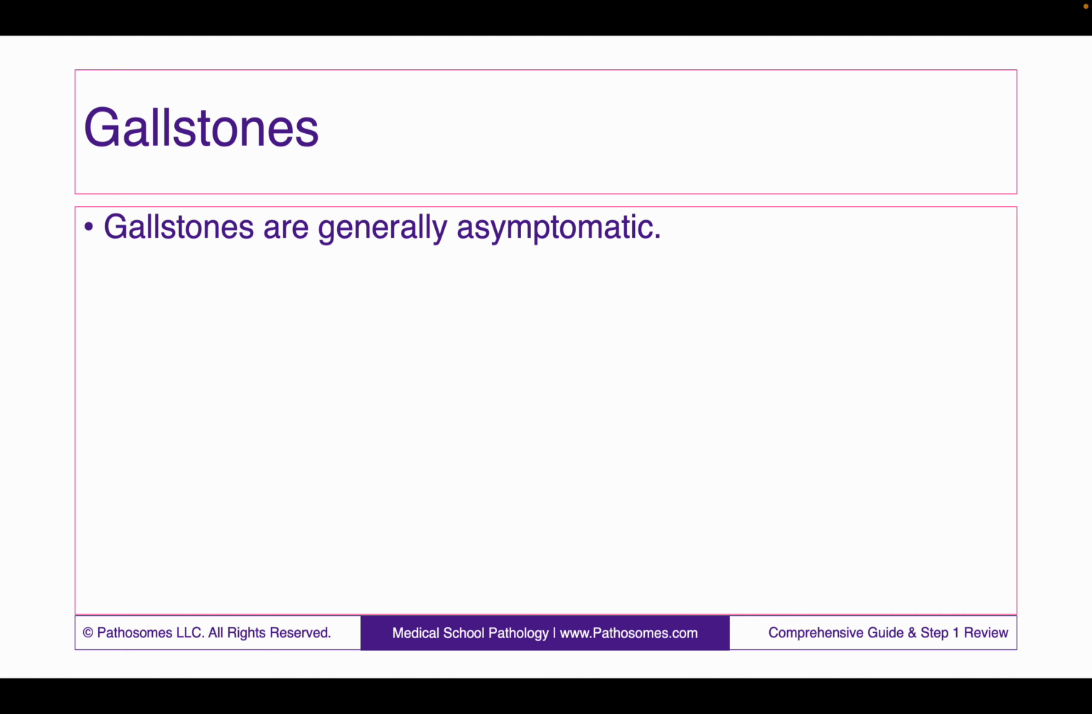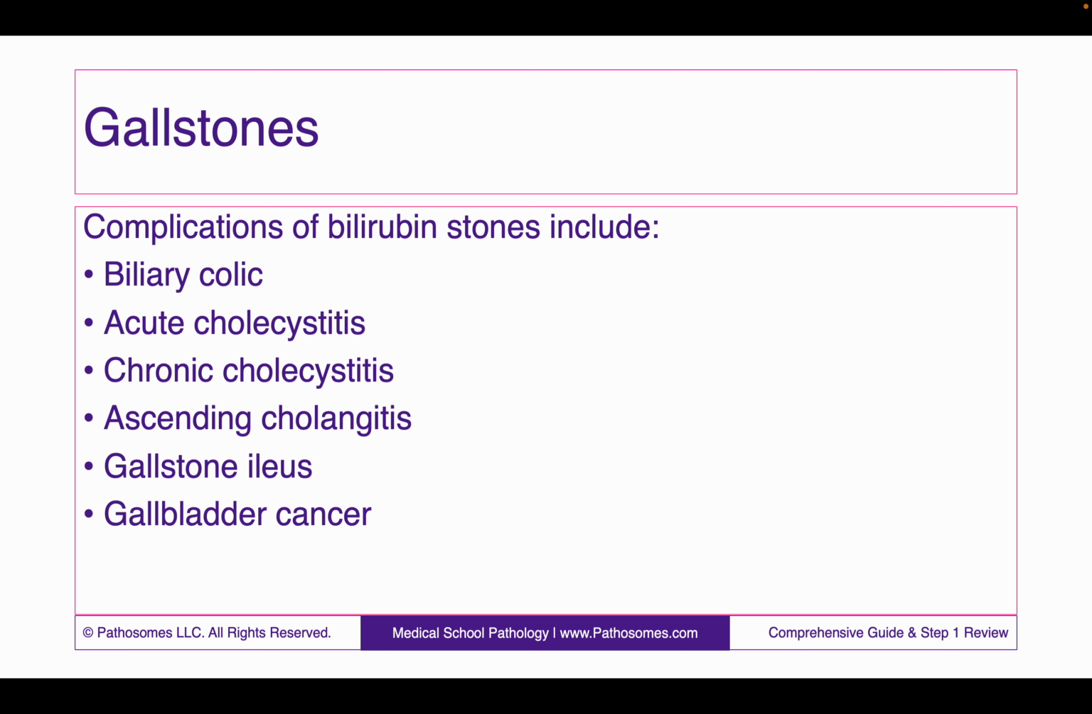Typically, gallstones are generally asymptomatic. But complications of bilirubin stones include biliary colic, acute cholecystitis, chronic cholecystitis, ascending cholangitis, gallstone ileus, and the dreaded gallbladder cancer.